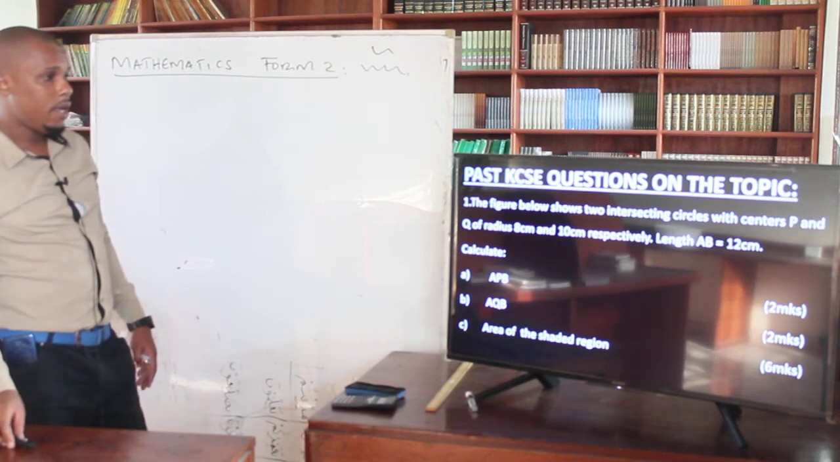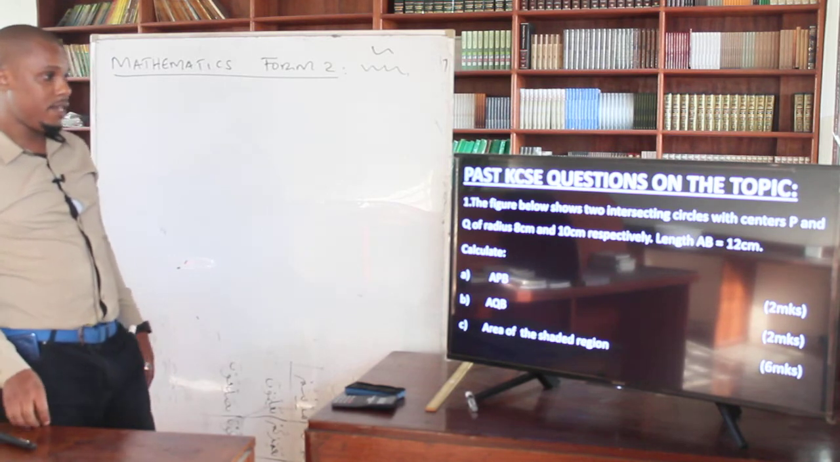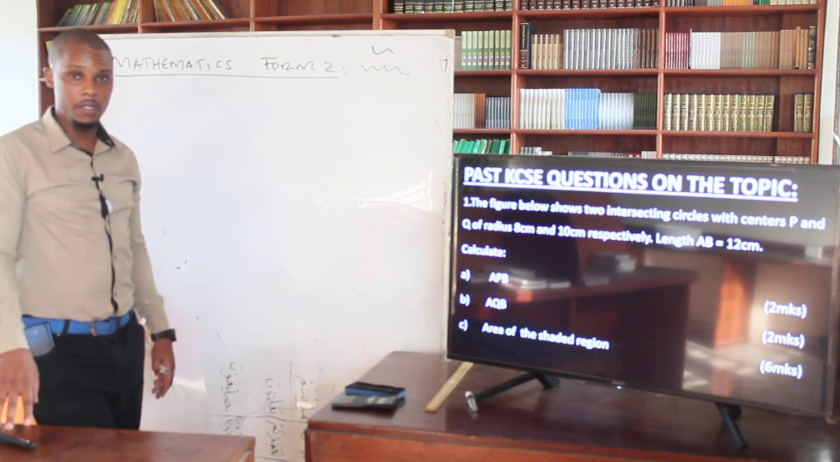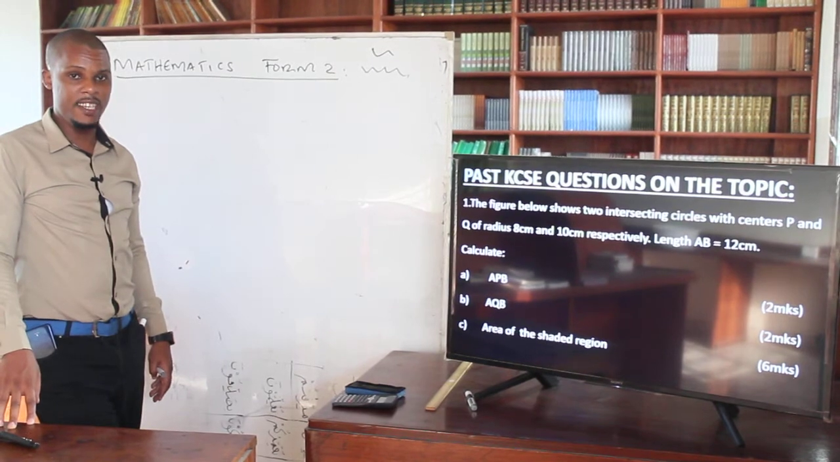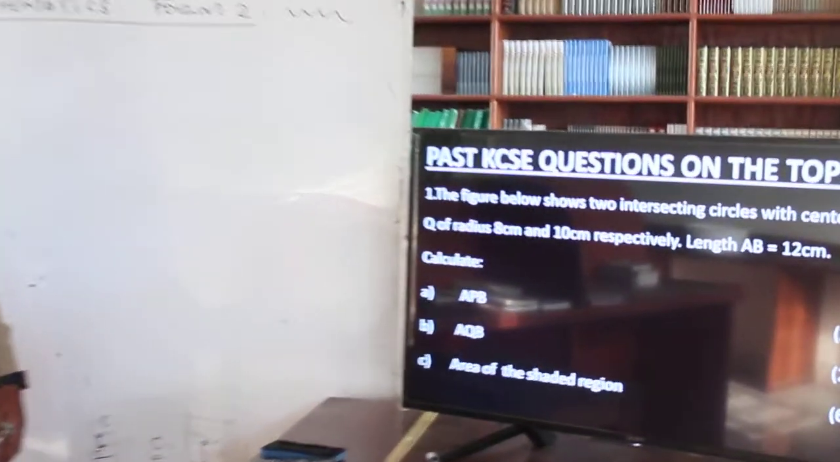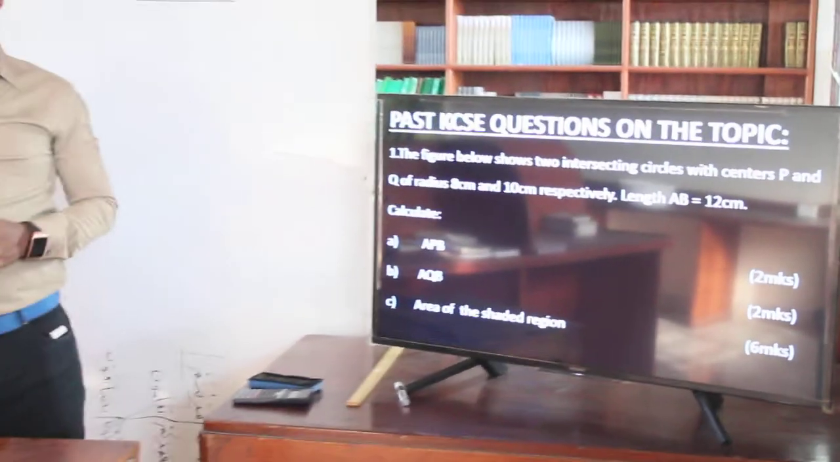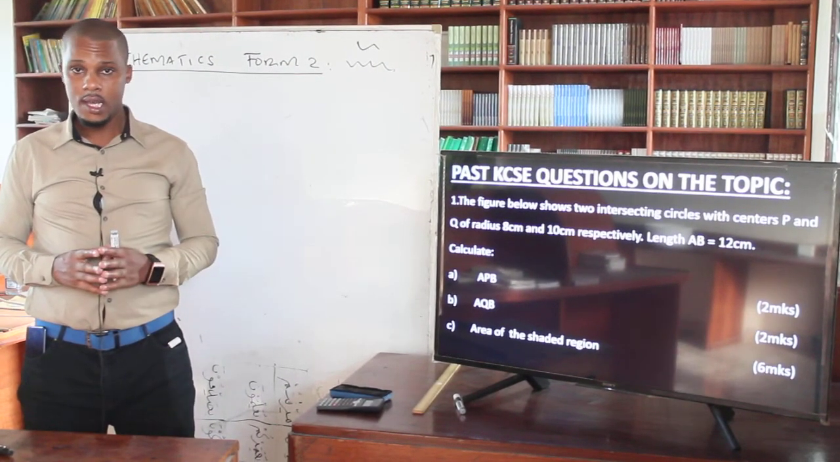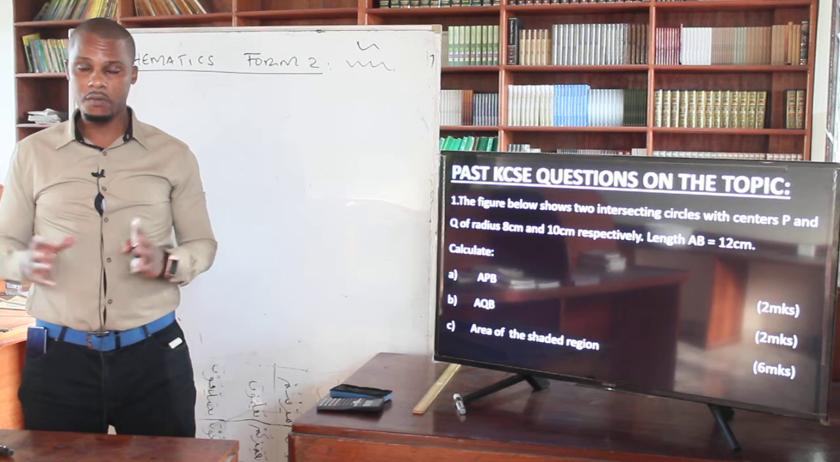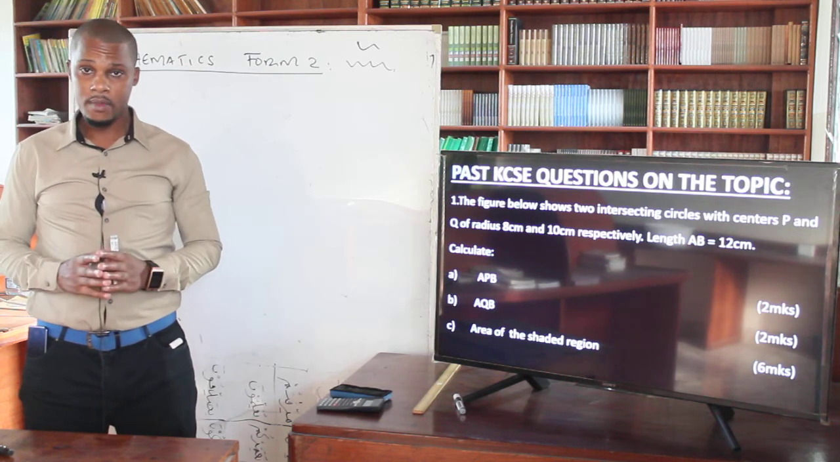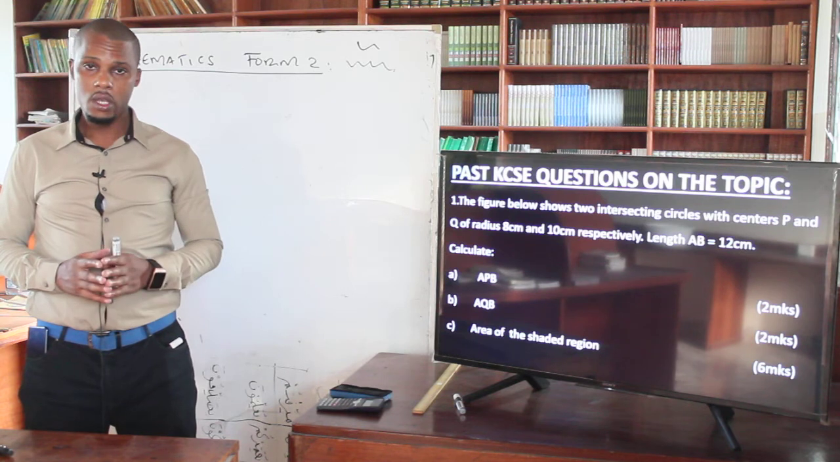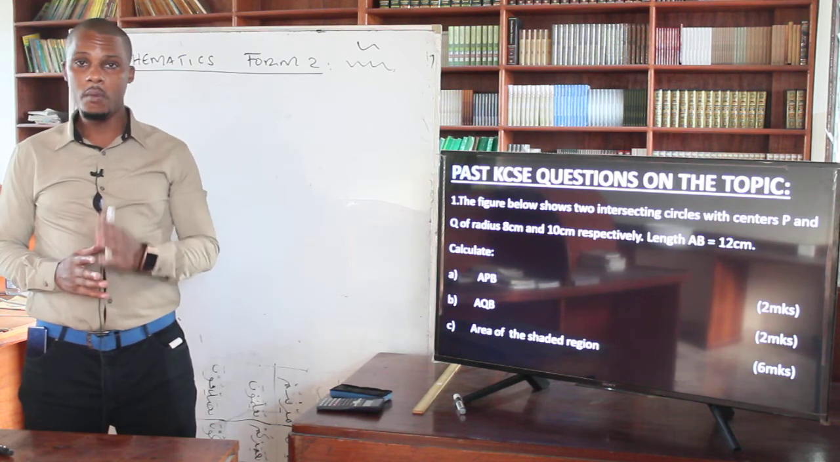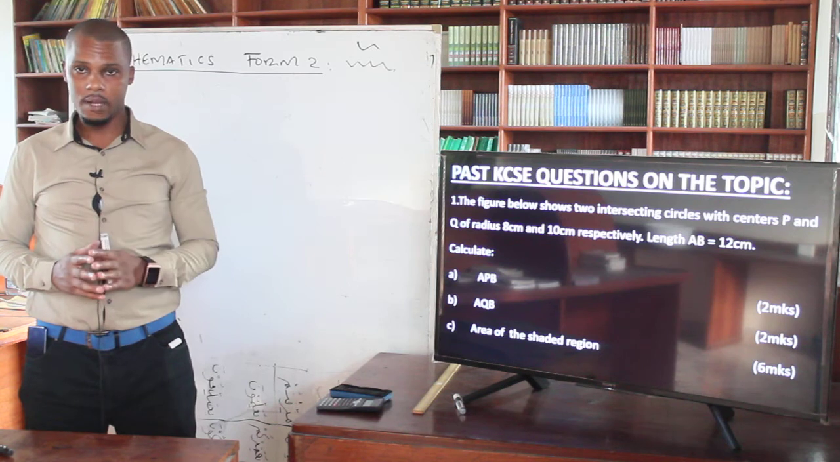This part is going to be the past KCSE questions on the topic. In question number 1, you are given a certain figure with two intersecting circles with centers P and Q. You're given the radii of the two circles, 8 centimeters and 10 centimeters respectively, so one is bigger than the other. Then you're given the common chord AB, which is 12 centimeters.